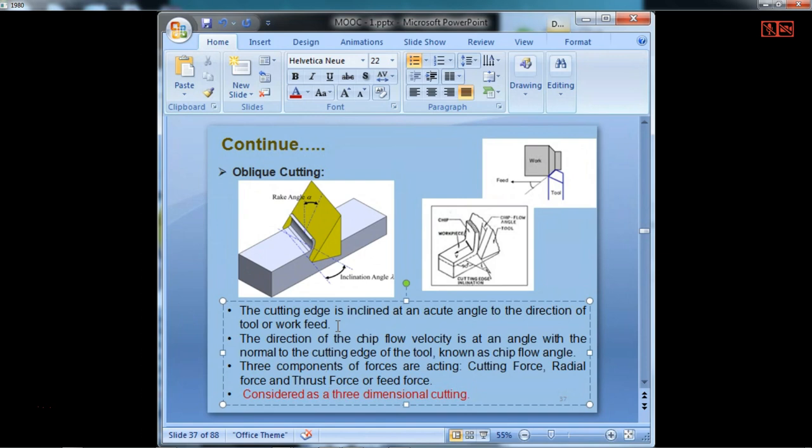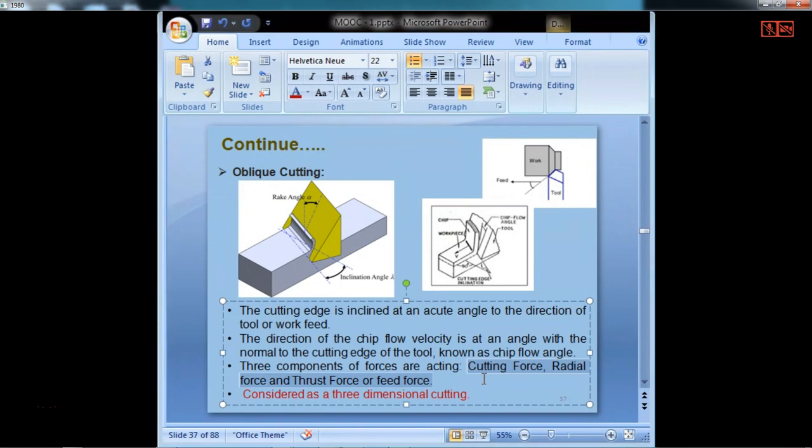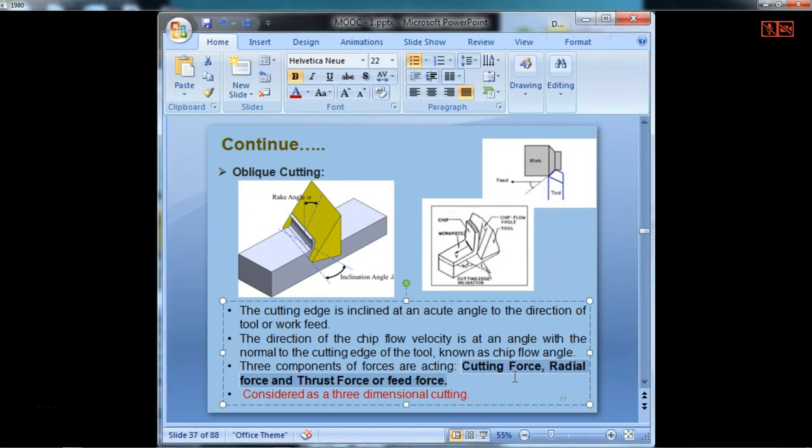So in oblique cutting, we have three types of cutting forces which will come into picture. One is the primary cutting force, the second one is the radial force, and then we have the thrust force, which is also called the feed force.